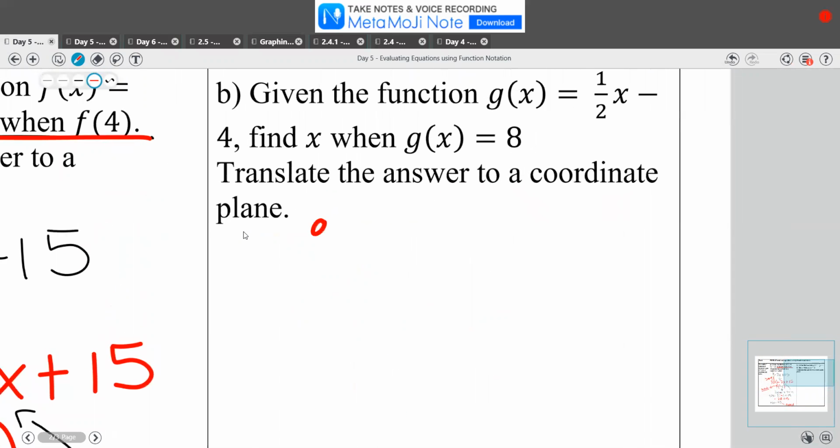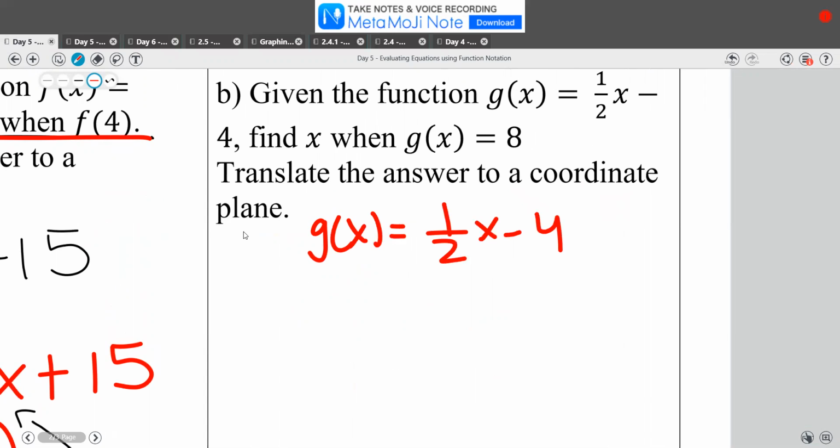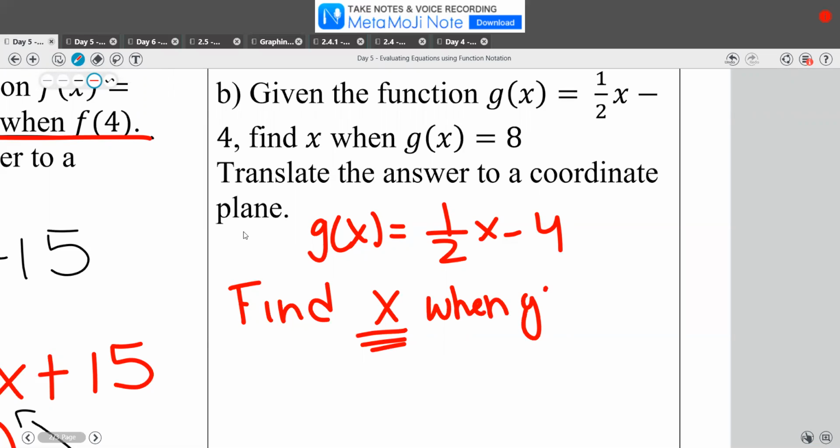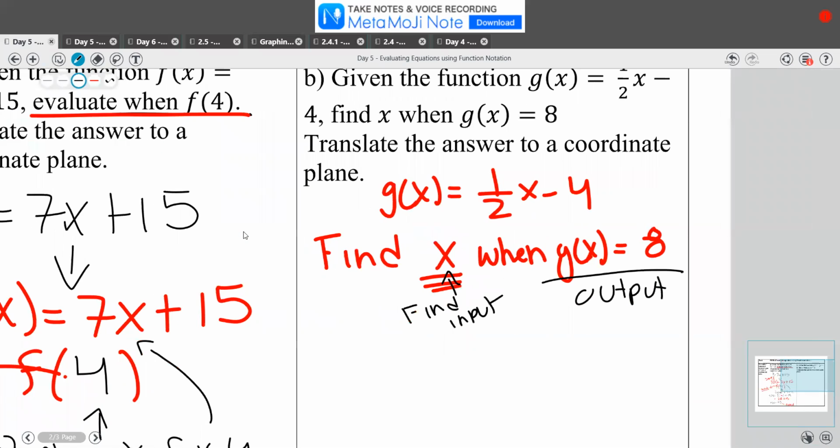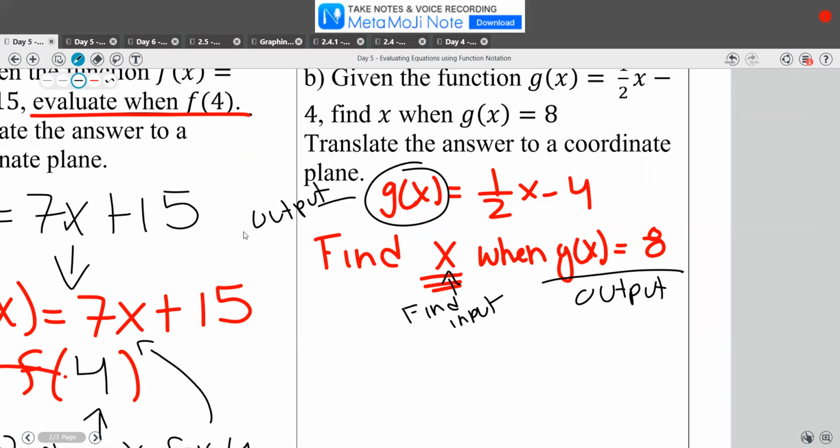All right, now we have g of x equals 1/2 x minus 4, and then it's telling us to find x when g of x equals 8. So what is it giving us? This is now our output, which means that we need to find the input. Okay. All right. Remember that this is your output. This is your input. All right.